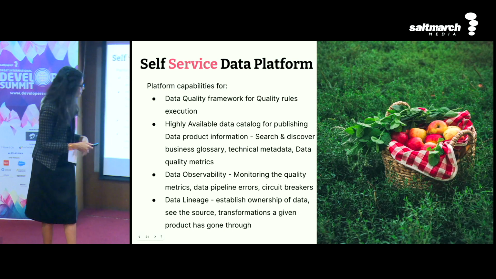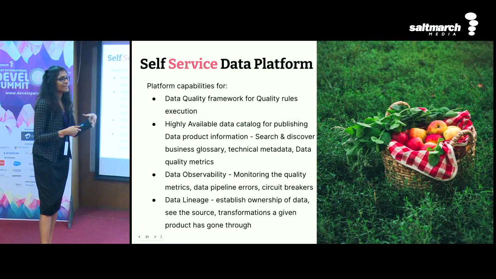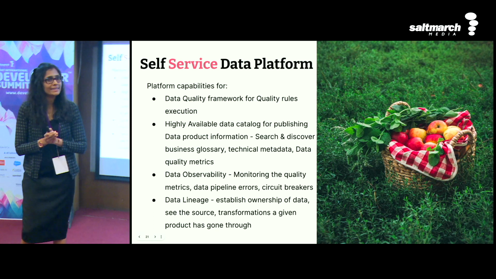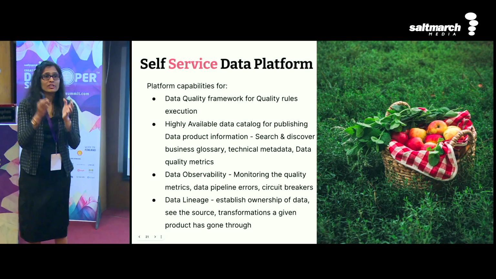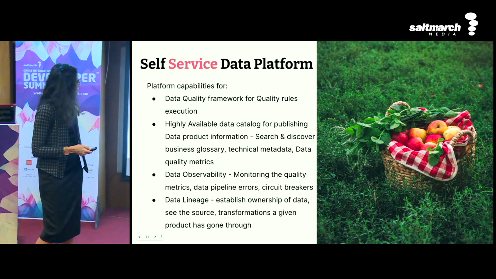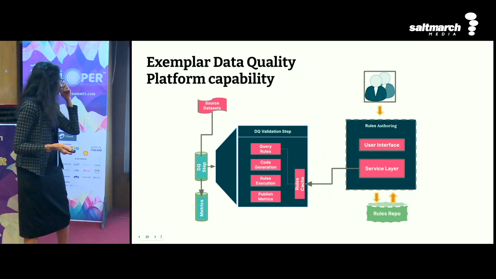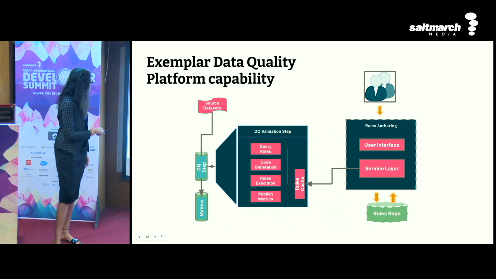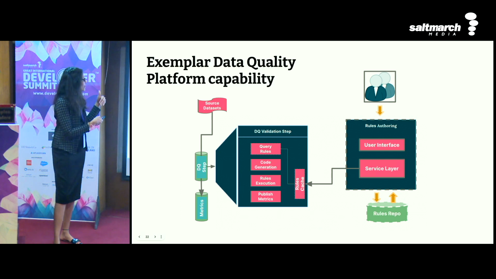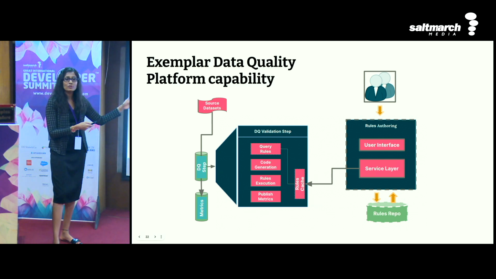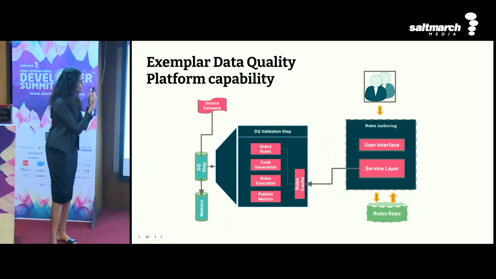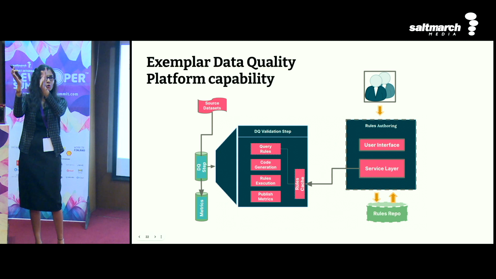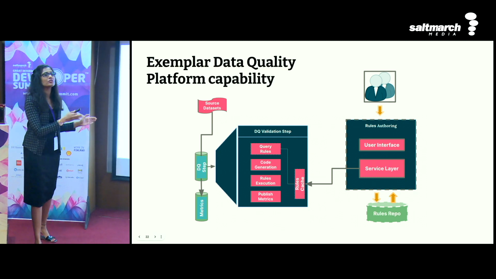And similarly, data observability and data lineage can all be platform capabilities that the platform can provide, which can be used by the product teams. And this is an exemplar architecture that we put together. As I was mentioning, this is a platform capability right here. The source teams used to supply their information and their query rules, and the platform used to ensure that the rules are executed and the data quality checks are created, and only then is the data populated in the isolated storage for that particular data product.